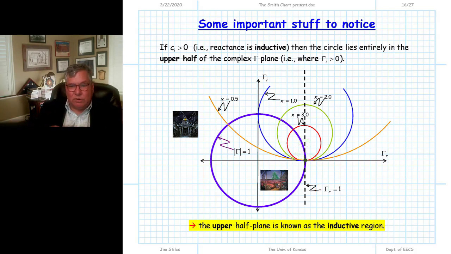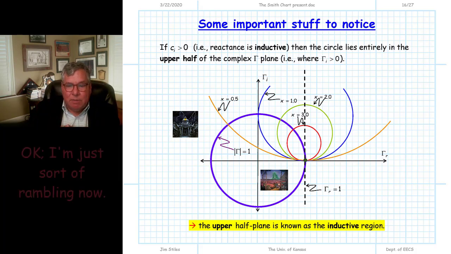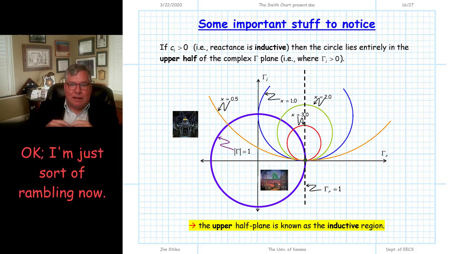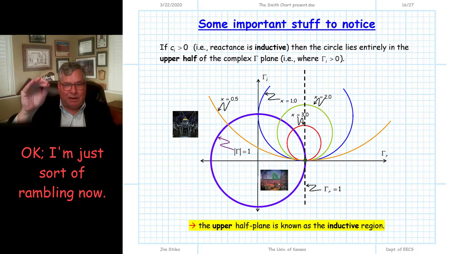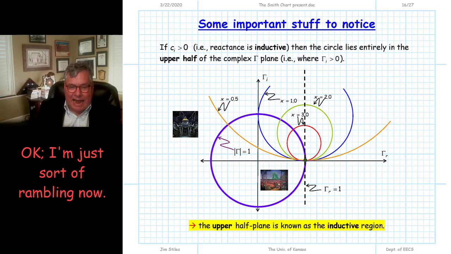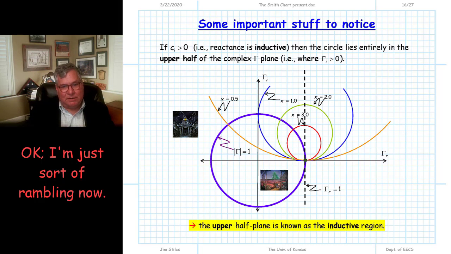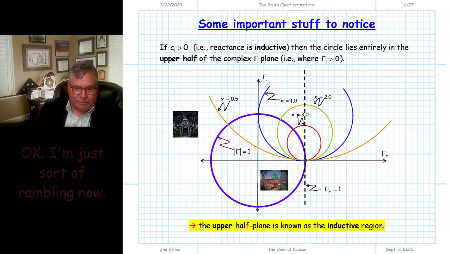The value of gamma r is equal to 1 for every circle center. The imaginary part will change. In this case, it'll all be positive. But as the value of x becomes smaller, then the center point of the circles will move up that gamma r equal to 1 contour. And likewise, as x becomes larger, it will slide down toward the open circuit point.